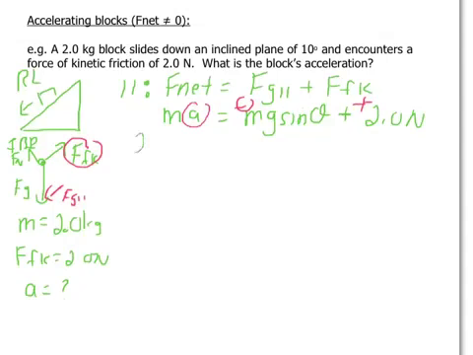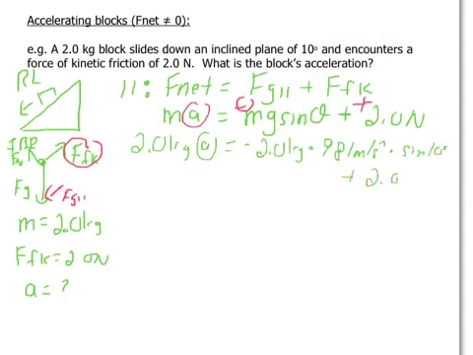The mass, we were told, is 2 kilograms, times acceleration, equals negative 2 kilograms times 9.81 meters per second squared times the sine of 10 degrees plus 2 newtons. We do our math and solve for a, and we find that acceleration is 0.70 meters per second squared.